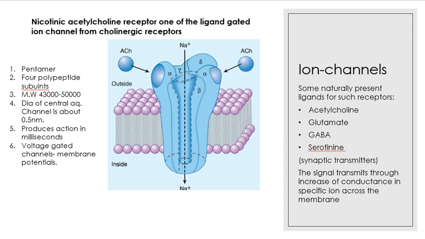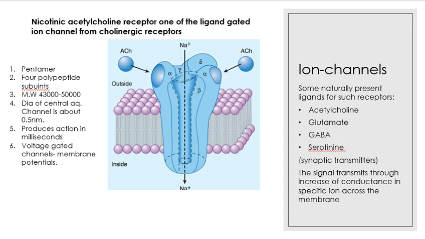So the next one is ion channels. Ion channels are a self-explanatory word, which means the channel which involves the movement of ions across the cell membrane. So these channels produce their effect, or we can say that they transmit their signal across the cell membrane, by increasing the transmembrane conductance of relevant ion, and in this way they alter the electrical potential across the membrane. Most of the naturally present ligands are acetylcholine, glutamate, GABA, serotonin. All of these are synaptic transmitters.